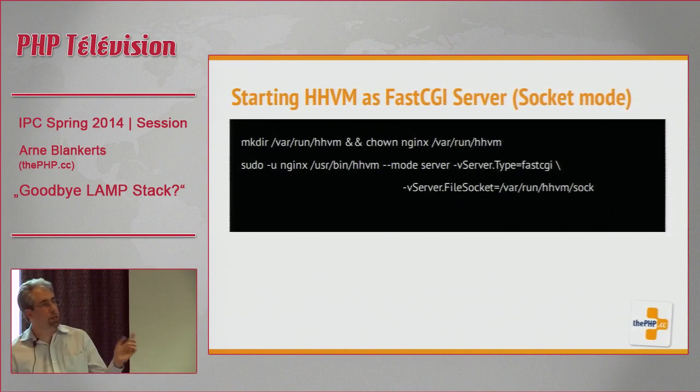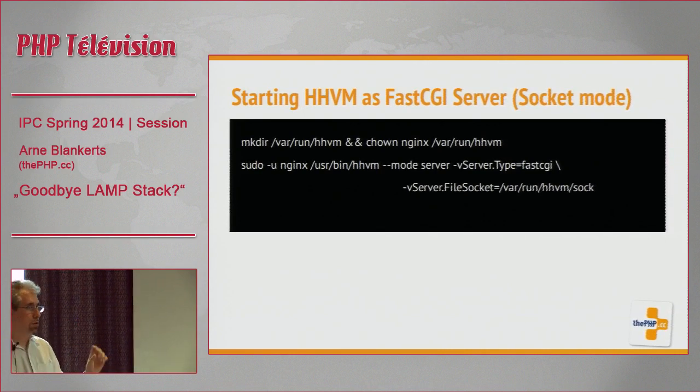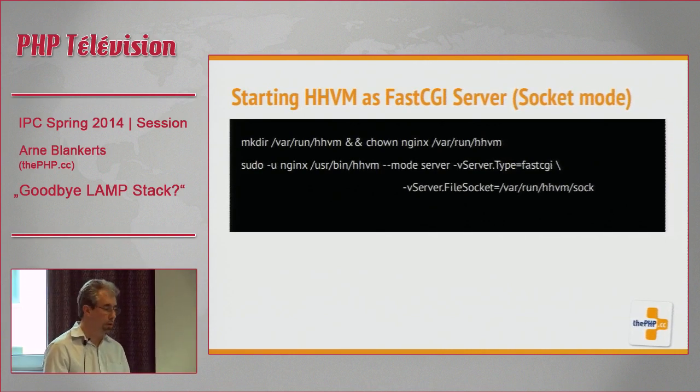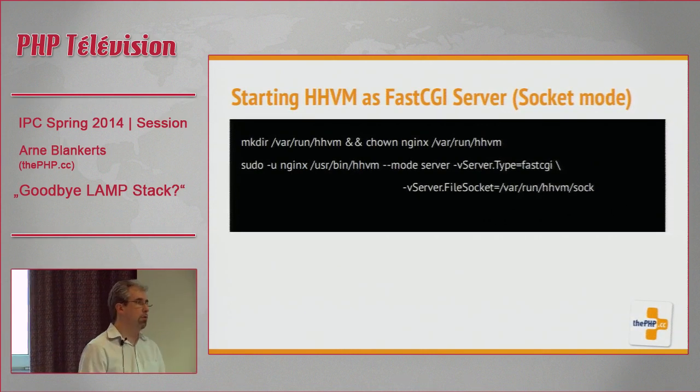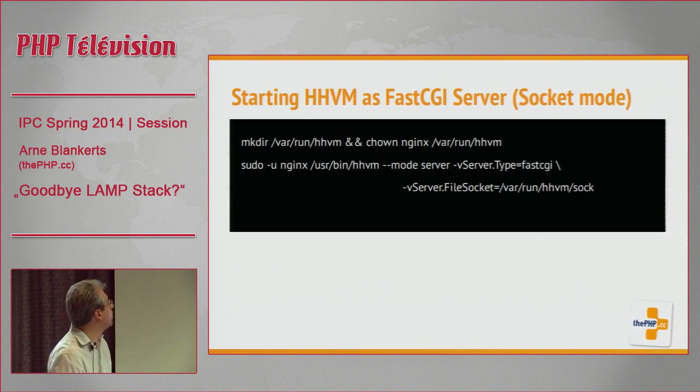And of course, I would have to adjust the Nginx configuration, not the HHVM one, to use the socket and not the IP address in this case as well. But this is the same thing, just replacing the IP by unix: and then the path to the socket.